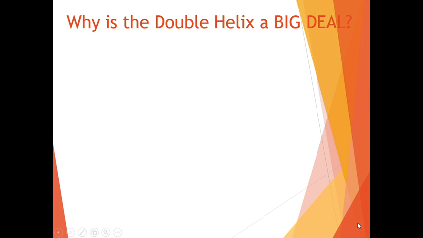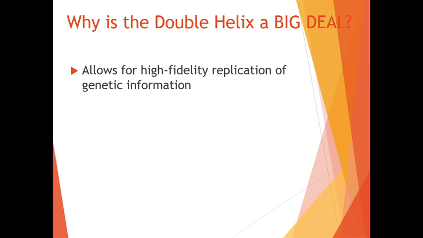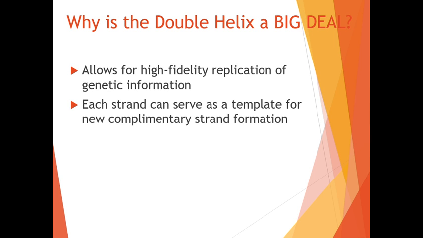So why is the double helix a big deal? Two reasons. The first one is that the double helical DNA allows for a high fidelity replication of genetic information. Secondly, each strand can serve as a template for new complementary strand formation.